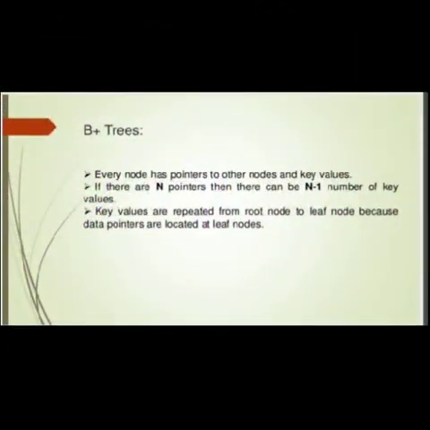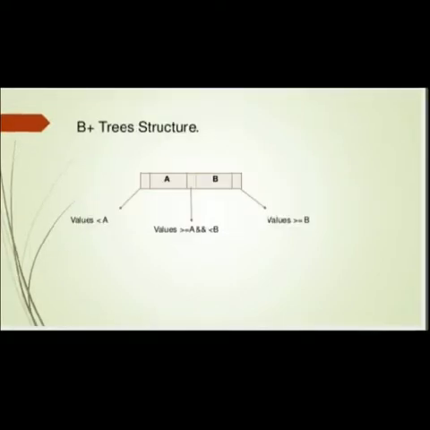B+ tree. Every node has pointers to other nodes and key values. If there are n pointers, then there can be n minus 1 key values. Key values are represented from the root node to the leaf node because data pointers are located in the B+ tree structure. A and B are the nodes. The left side of A contains values less than A, and the right side of B contains values greater than B.